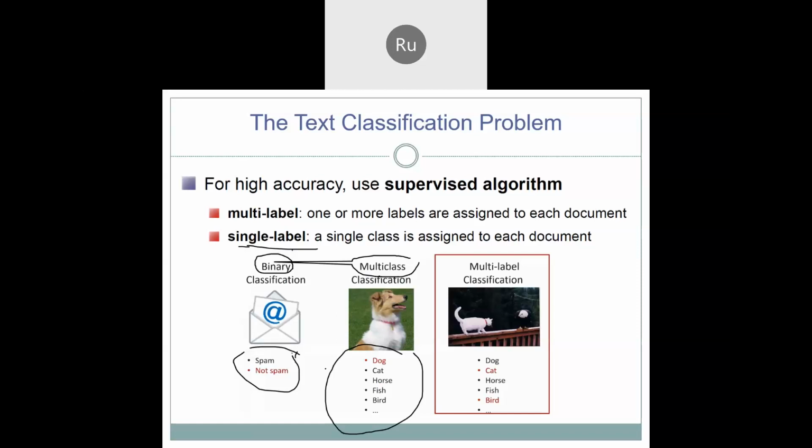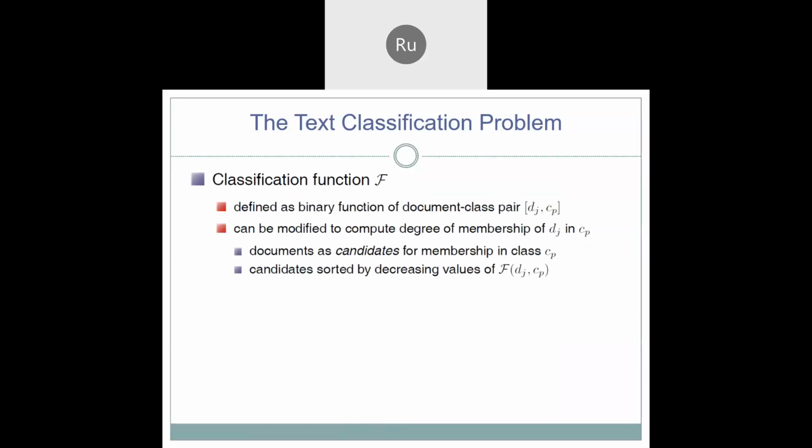We also have multi-label, in which a photo can be labeled as cat and bird, where both cat and bird exist in that particular photo. So it can be cat or bird or both. That is what we call multi-label classification. So to recap, for classification we need the documents, we need the predefined classes, and we need the mapping function.